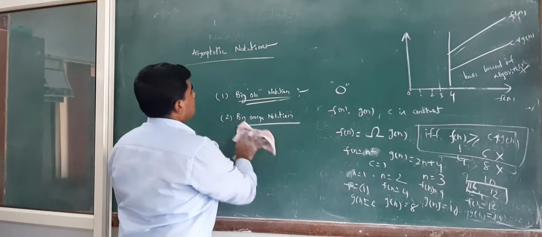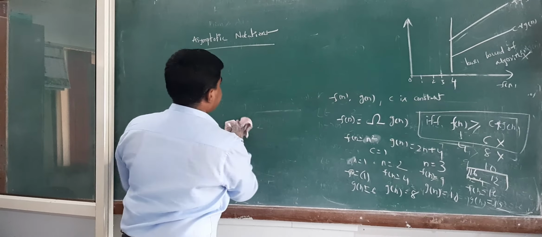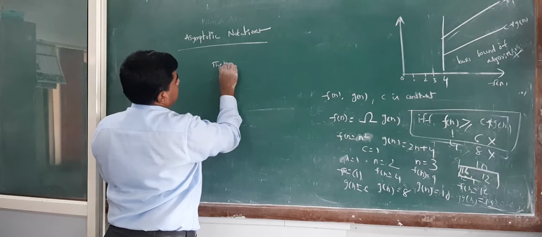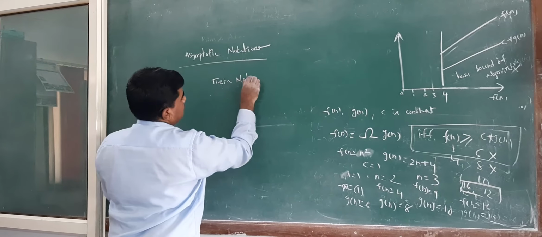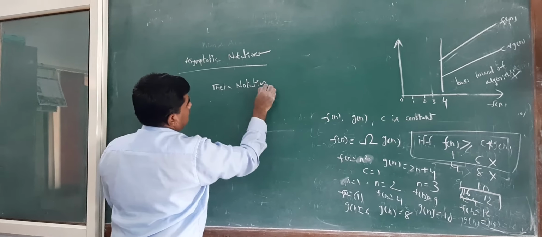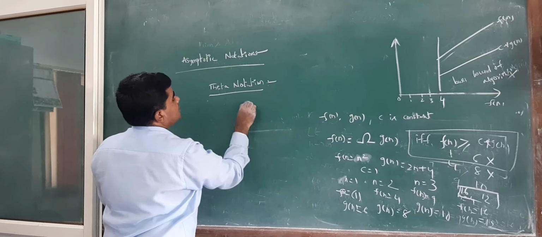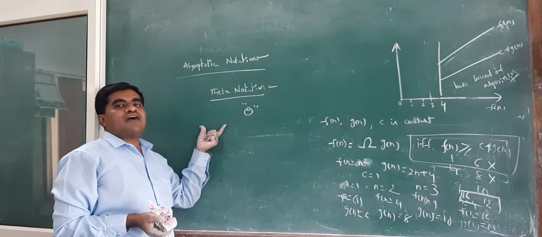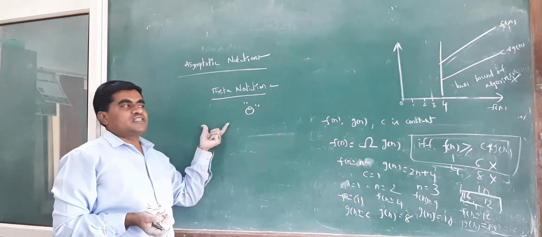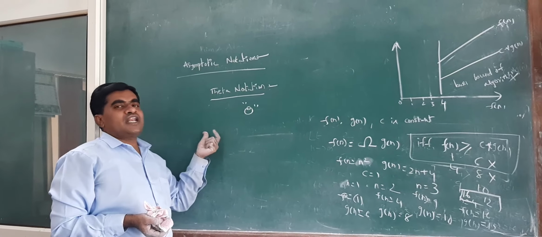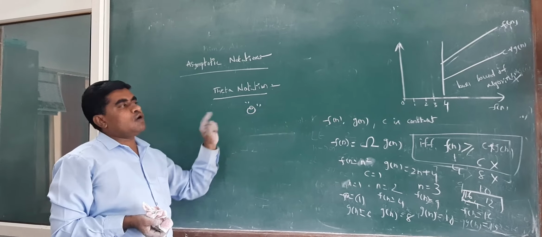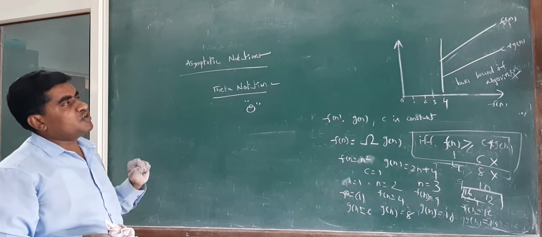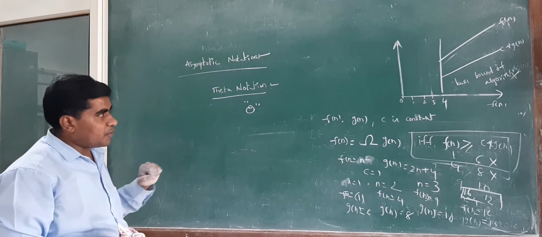Next, the final one is theta notation. It is denoted by the theta symbol. It is used to represent the average case time complexity. That means the algorithm's running behavior lies between the lower bound and the upper bound. So we have to prove that the algorithm's running behavior lies between lower bound and upper bound.